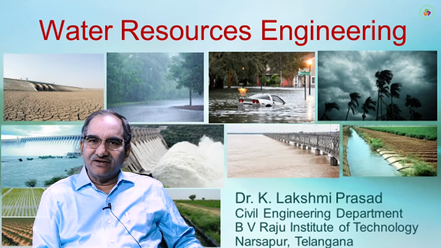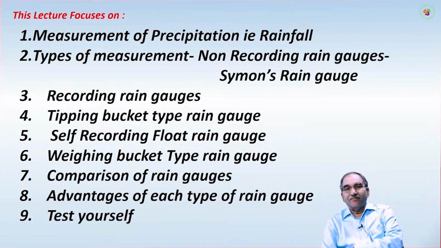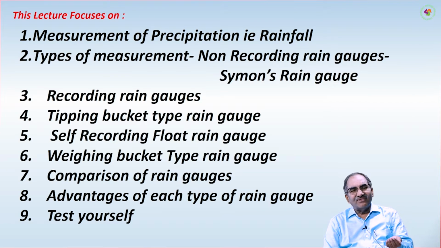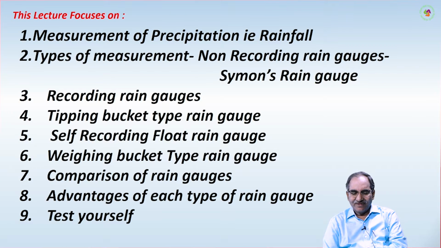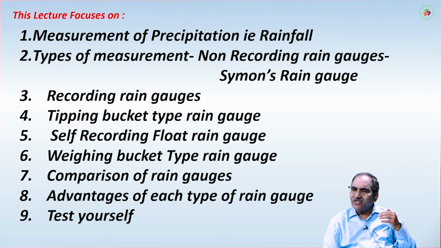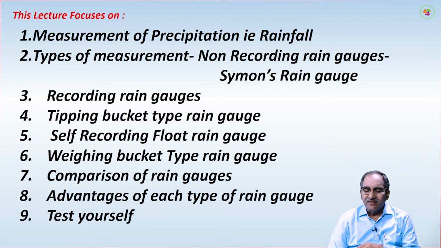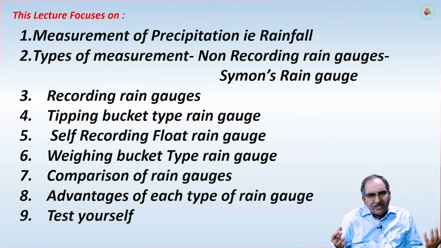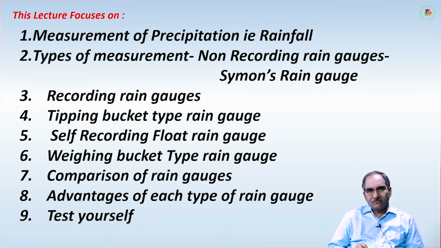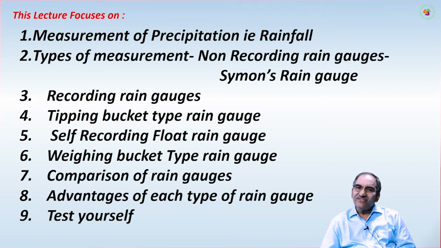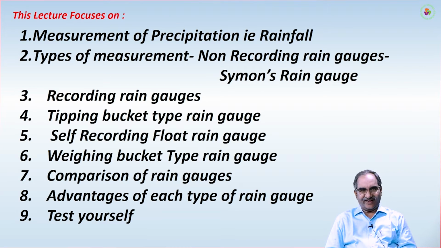In today's lecture, we focus on the measurement of precipitation. Precipitation or rainfall we use almost in a similar way. So our lecture is mainly focused on the measurement of precipitation. What are the devices that we have for the measurement of precipitation? We have two types of devices. One is non-recording rain gauges. The second one is recording rain gauges.